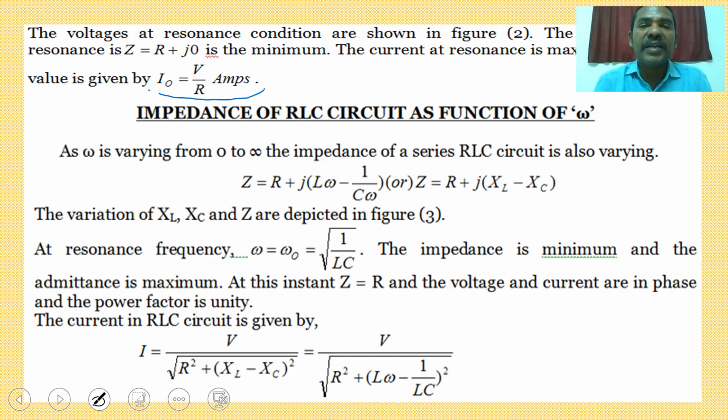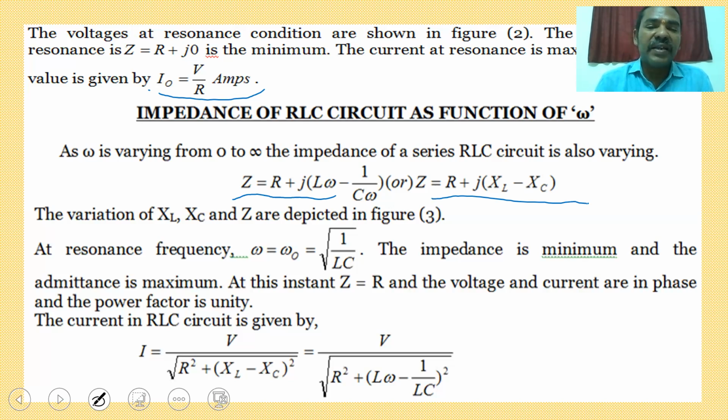I already told you Z is equal to pure resistance only, so the circuit has only resistance. The current flowing through the circuit under resonance, I naught, is equal to V by R. Now let us go to the impedance function of an RLC series circuit with omega. For an RLC circuit, Z is equal to R plus j omega L minus 1 by omega C, or you can simply write it as Z is equal to R plus j times XL minus XC.